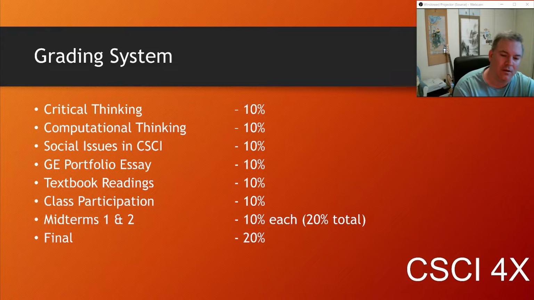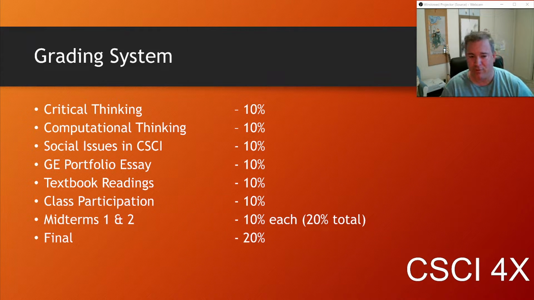Okay. Social issues in computer science, 10%. This is a GE class, and as such, at Fresno State, there is a GE portfolio essay that is required. This will be like week 16, towards the end of the semester. We'll worry about that. It's about a 4-page paper that you have to write. That's like your big essay for the class. It's a 3-unit class. There's not a lot of work, but make sure you do that.